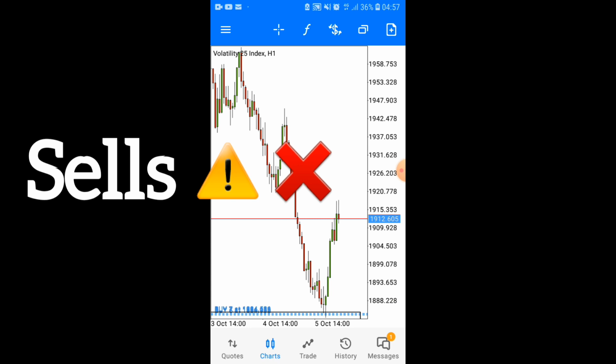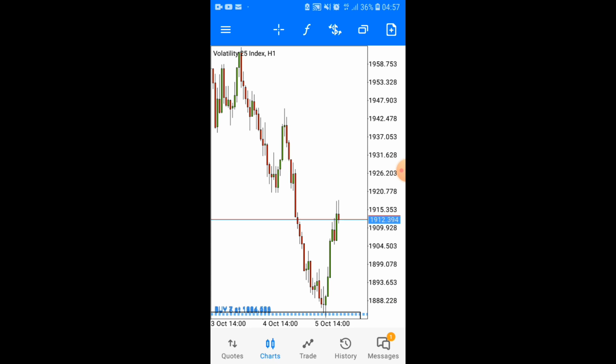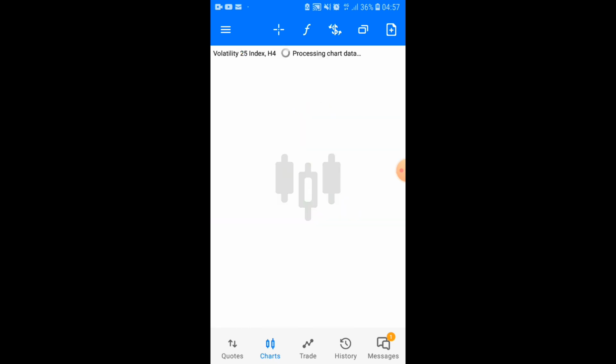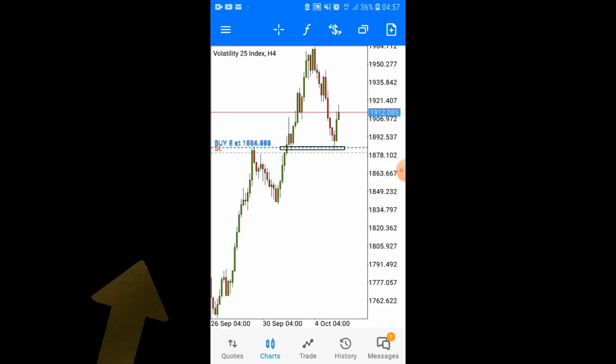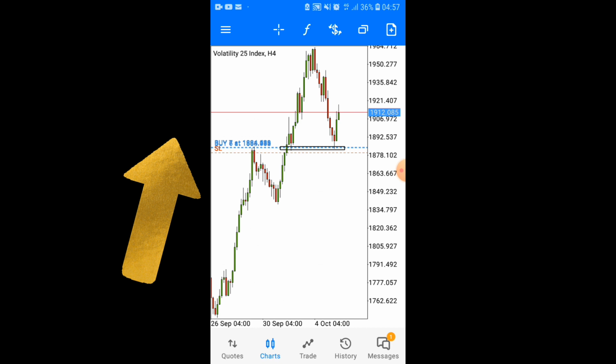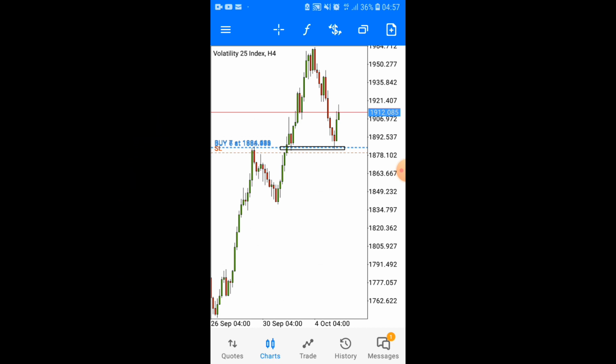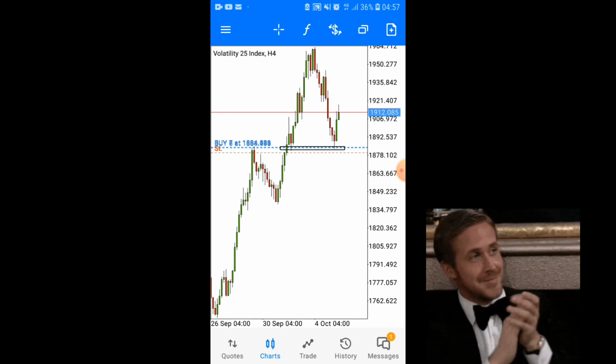Why? It is because if you go to the higher time frame, which for this case will be the 4 hour time frame, it can be seen that the market is on an uptrend. Hence it will be only accurate for this case to look for buy entries only and nothing else.